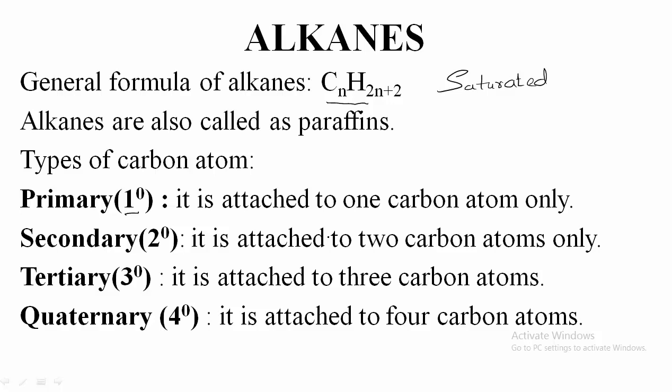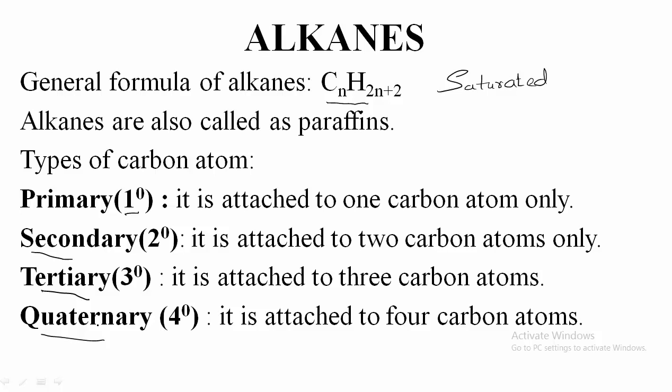If the carbon is attached to two other carbon atoms, then it is said to be a secondary carbon atom. If it is attached to three other carbon atoms, then it is a tertiary carbon atom. And if it is attached to four other carbon atoms, we call it a quaternary carbon atom. Remember these types of carbon atoms so that you can easily solve the questions asked in the examination.